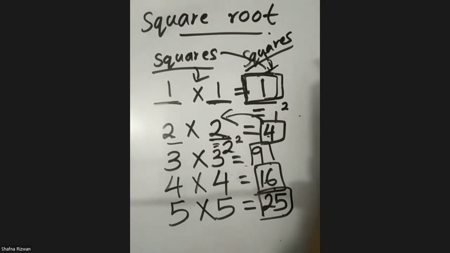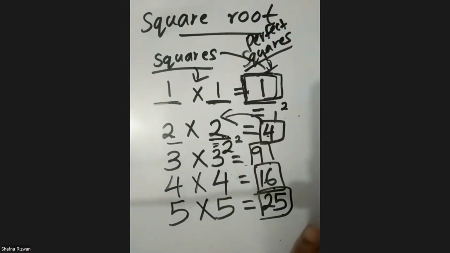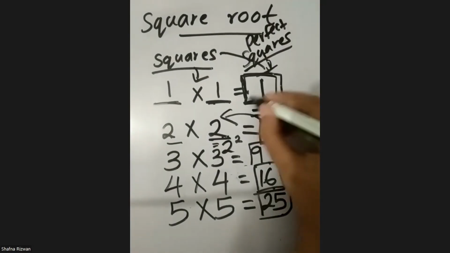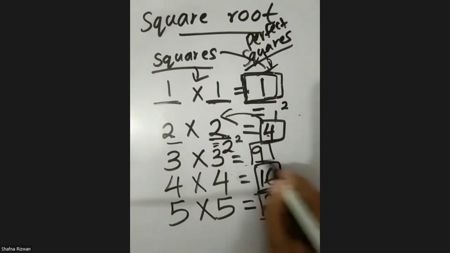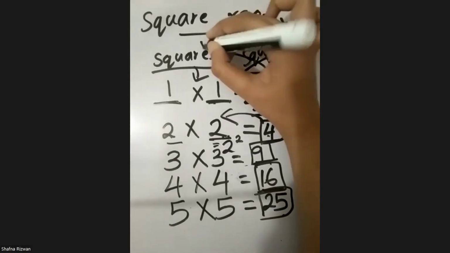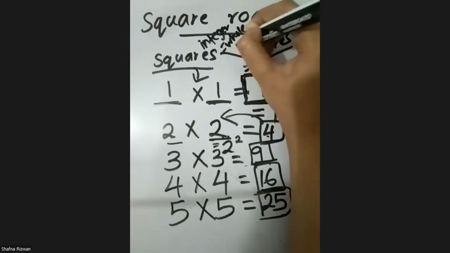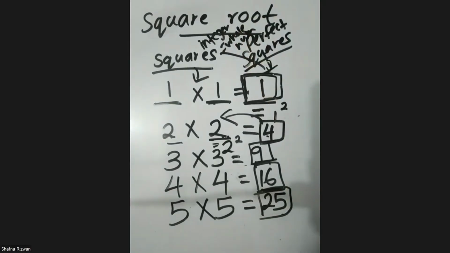Also remember, we call these perfect squares because all the numbers you get here are integers. What do you call an integer? Always remember, integer means whole number.